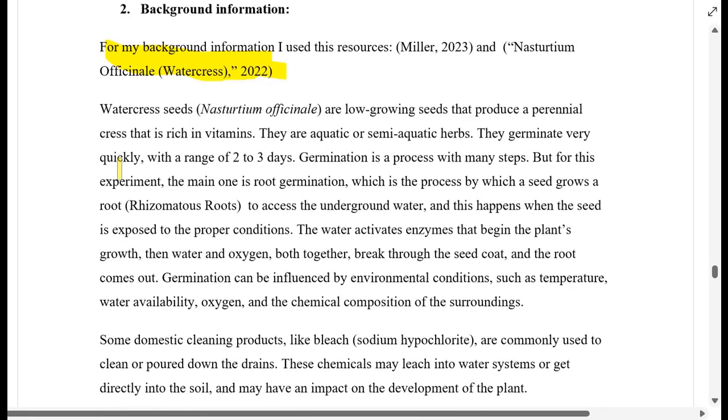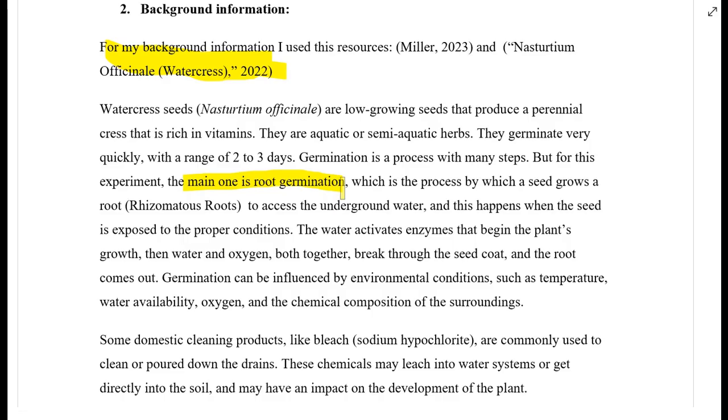Now, in your first paragraph, you talk about the main step being root germination. I'm sorry, but it's not. There are all sorts of steps, from water imbibing, coming into the seeds, through to enzymes hydrating. You need to probably talk about that whole process in your background information. Root germination, and it's not called a root, by the way, you need to look that up and use the proper language, is what you're using as your indicator for germination.